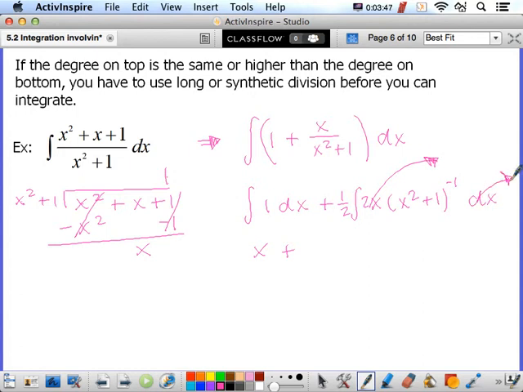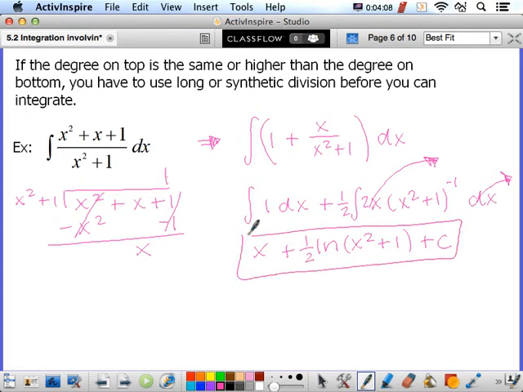And then see how this is a negative 1? That's why it's in this section. When you integrate your remainders, they're going to become natural logs. So the natural log of x squared plus 1, plus c. Oops, thank you. I left off the 1/2.